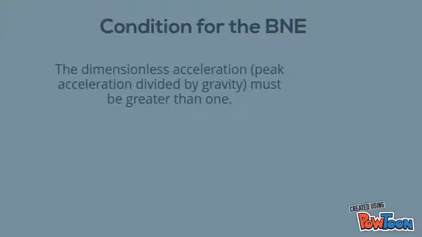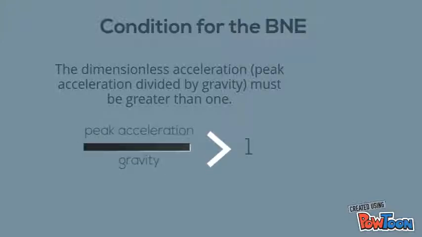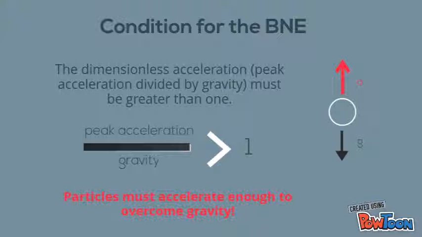For the nuts to move upward, peak acceleration divided by gravity must be larger than 1. This is an important condition that must be satisfied in order for the BNE to occur.